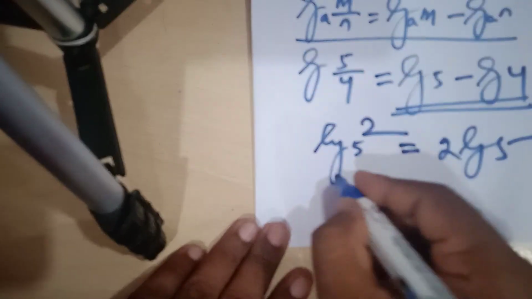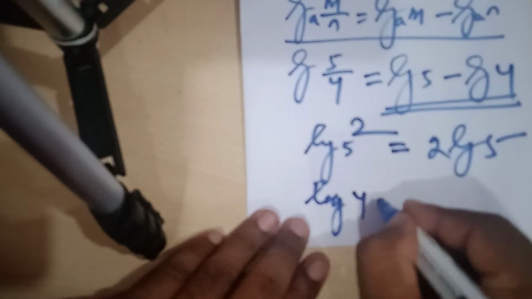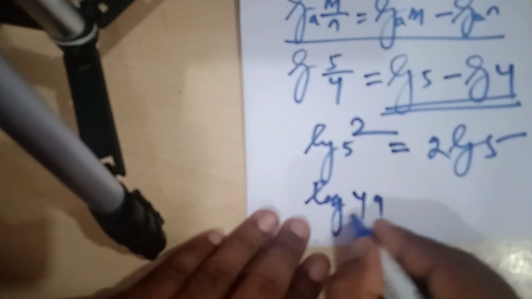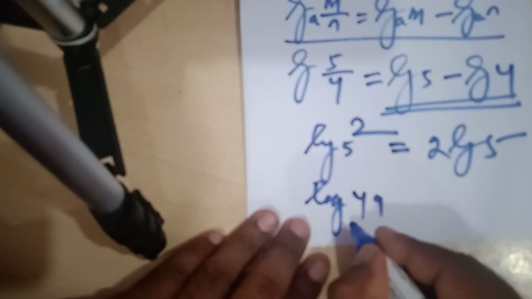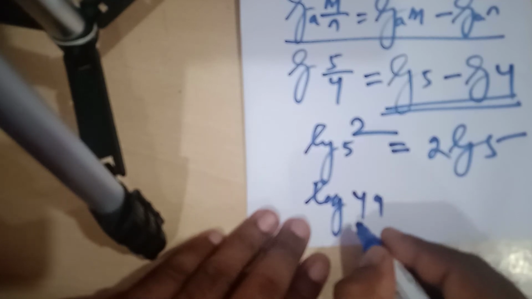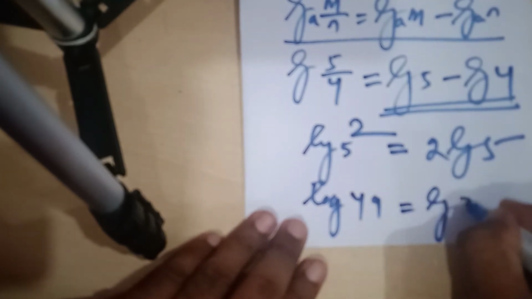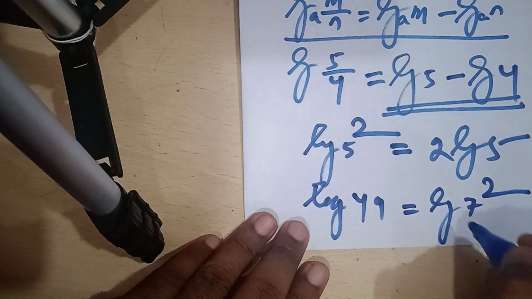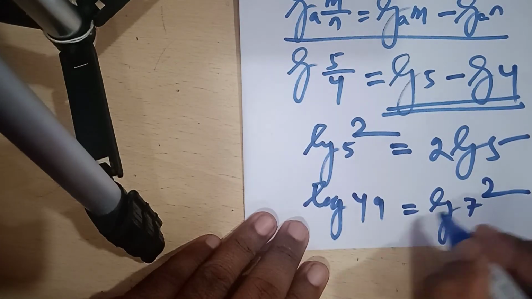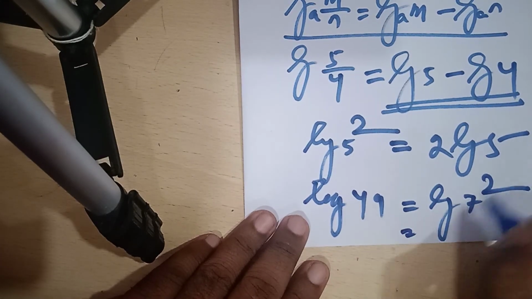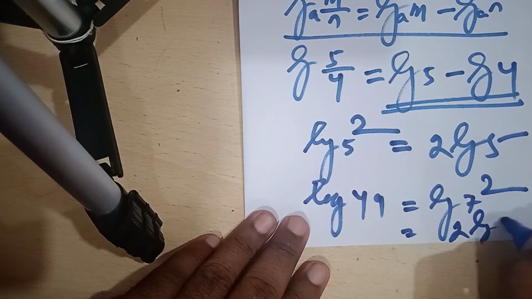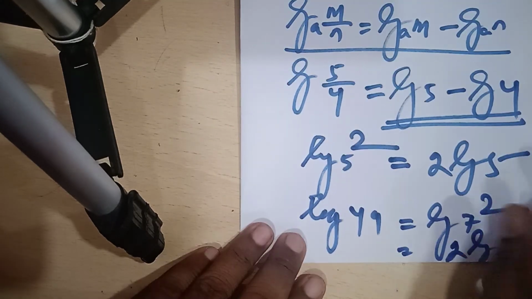Once again, log 49, here no base is given, it means common logarithm, base 10. You can write 10 or may not write 10, no problem. Here log 7 to the power 2, here the base is 10, no necessity to write the base. So this is 2 log 7. This is the involution law. I hope you can understand all these things.